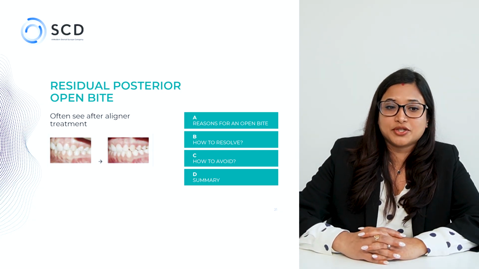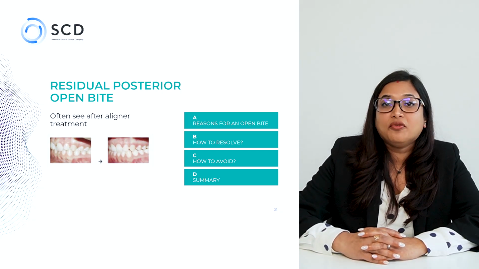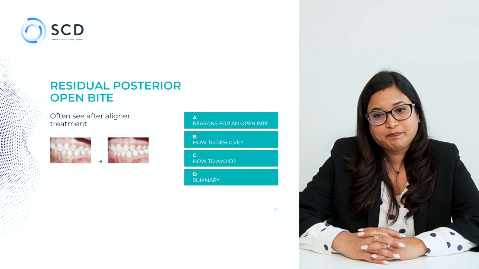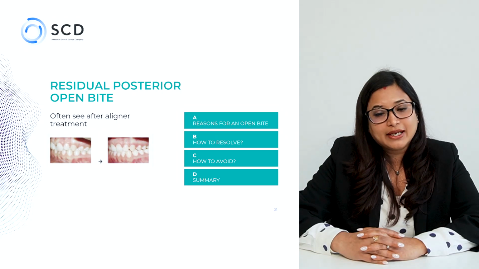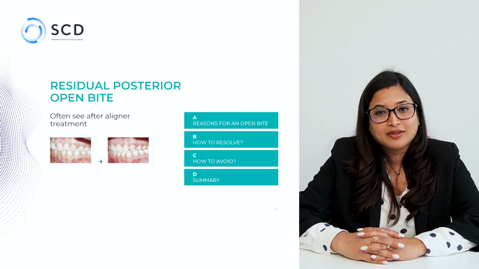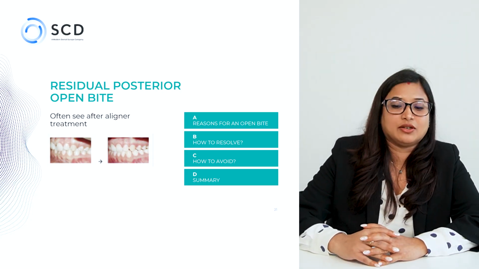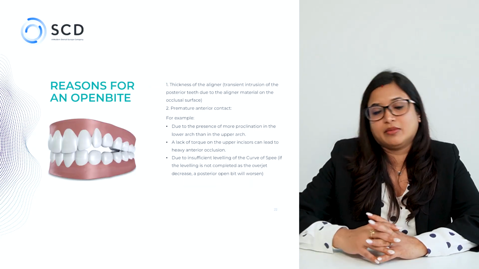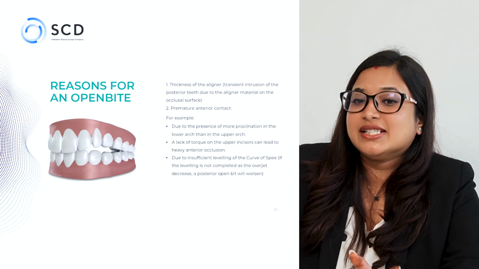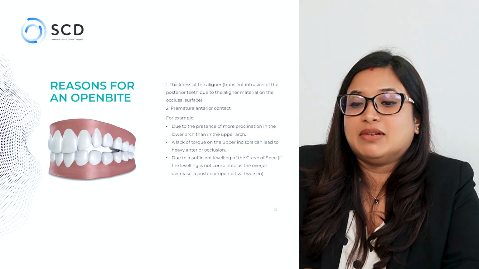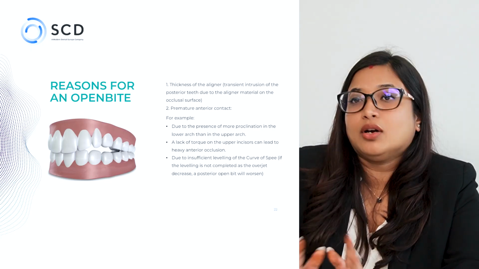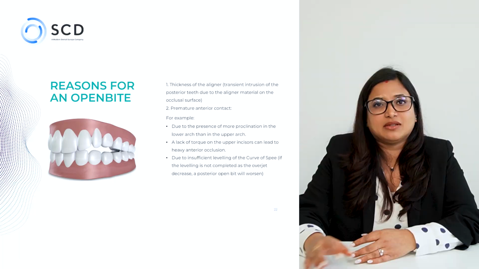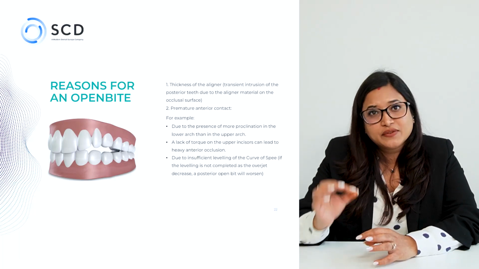So residual posterior open bite, it's often seen after the alignment treatment. Now here, it is very important to understand the reason for an open bite and how we can resolve it, how to avoid it in the first place. And of course, let's see how we can summarize the whole situation. So reasons for an open bite can be multiple, but the first one is the thickness of the aligner. This is the most common one, not with any particular brand of aligners, but almost with all of them. It's because of the thickness of the aligner.